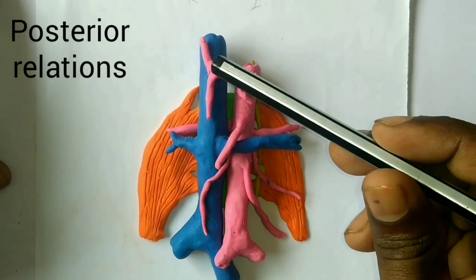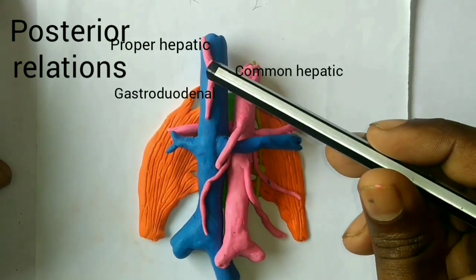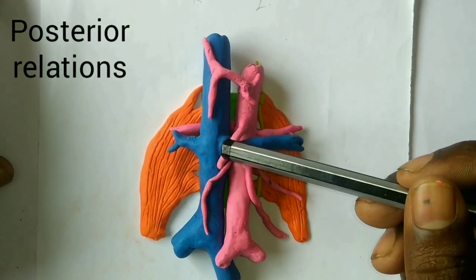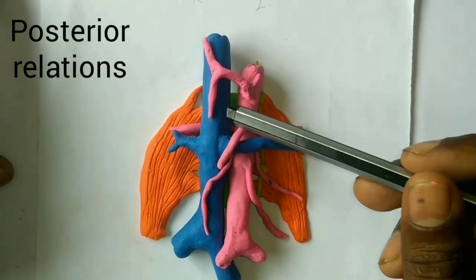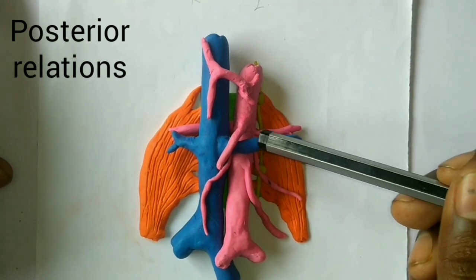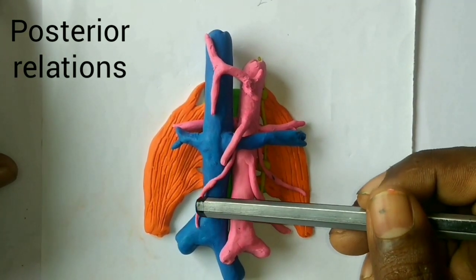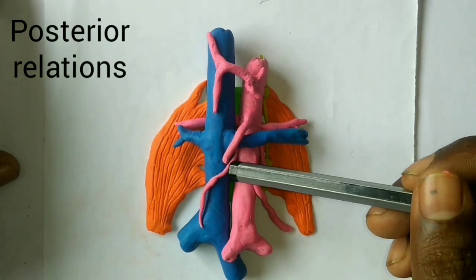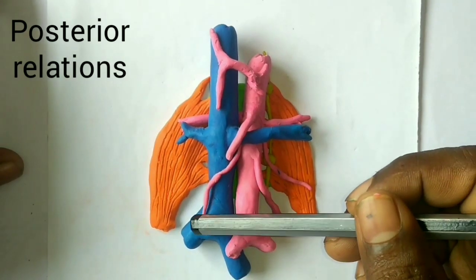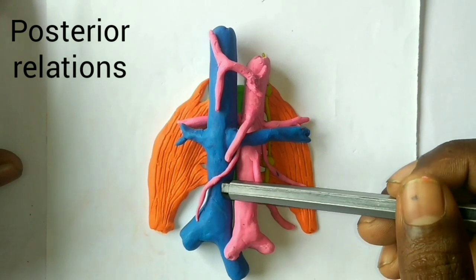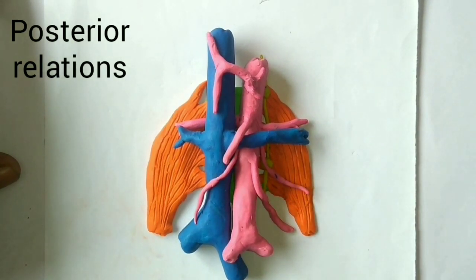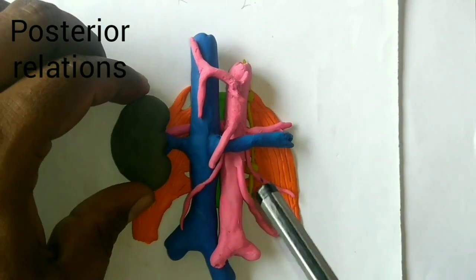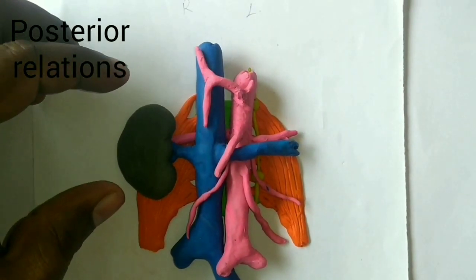You can see this is actually the common hepatic artery, which is dividing into the gastroduodenal and the proper hepatic artery. And this is the superior mesenteric artery, which is going over the left renal vein. You can see this is the right gonadal artery, either testicular or ovarian artery, which is going over the vena cava.